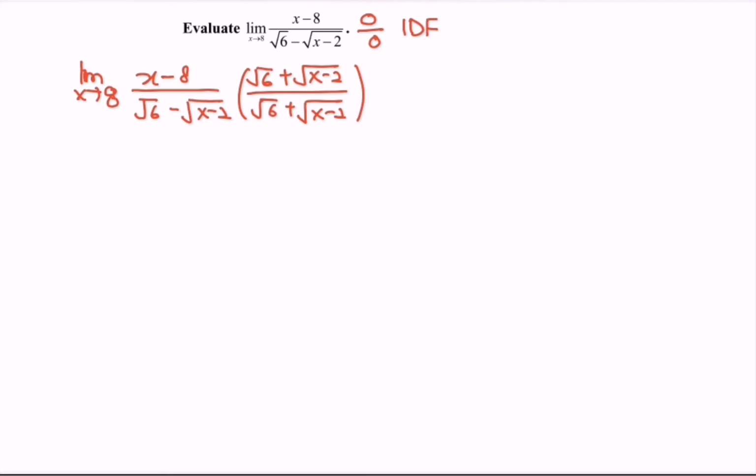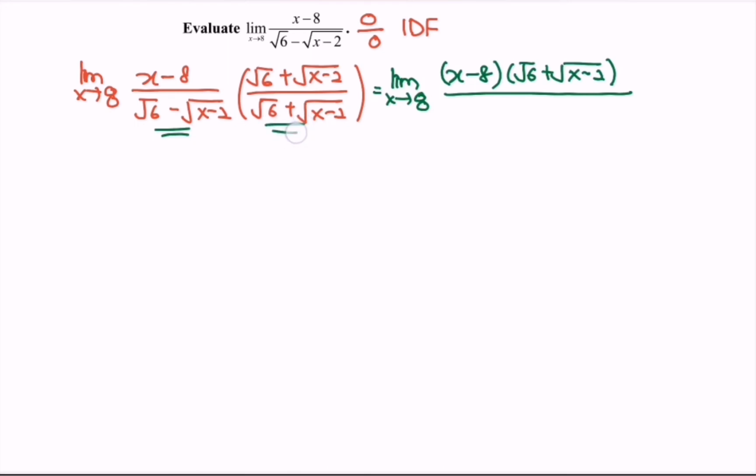So kindly take note, only expand one part. My suggestion in here would be the denominator. If we expand, we will have limit when x approaching 8, x minus 8 multiply with the square root of 6 plus square root of x minus 2. Kindly refer to the denominator. Since these are conjugates of each other, kindly make use of a squared minus b squared. So in here we will have 6 minus bracket x minus 2.